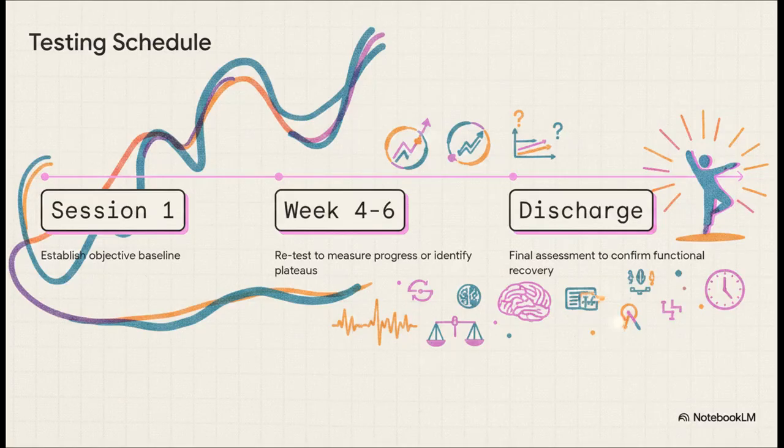The literature is super strict on the timeline for this test battery. You absolutely must establish your objective baseline at Session 1. After that, retesting should happen every 4 to 6 weeks during the active program and then once more at discharge.